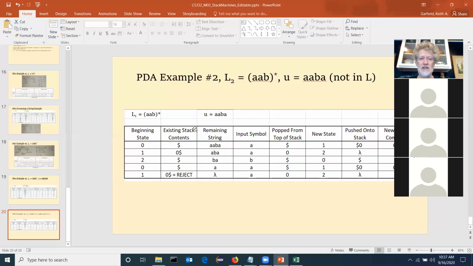Here's a string that does not get accepted, and it does not get accepted because AABA, right? That's not part of AAB star. So it gets rejected because the first three symbols look fine, right? AAB, that matches. And then we get that last symbol A processed. Top of stack is $, so that says, okay, go to state 1, put $0 on the stack. So now the top of stack is a 0, and I've run out of string. That's what I'm using lambda there for, it means I ran out of string, therefore I reject.